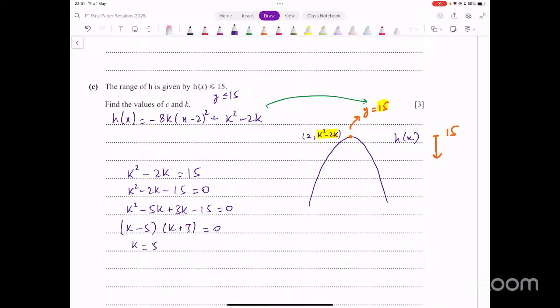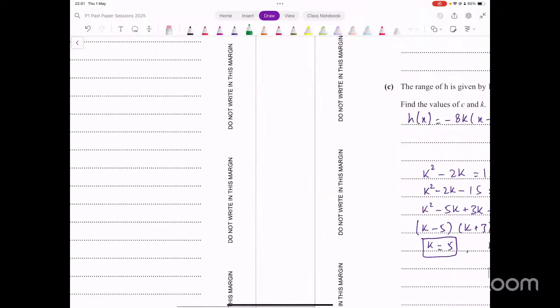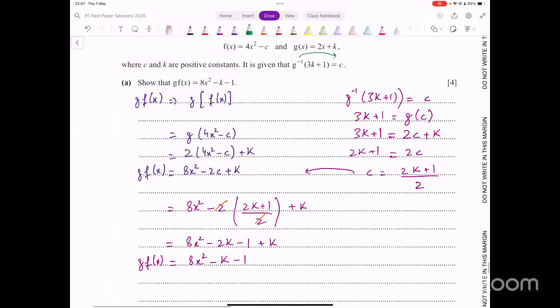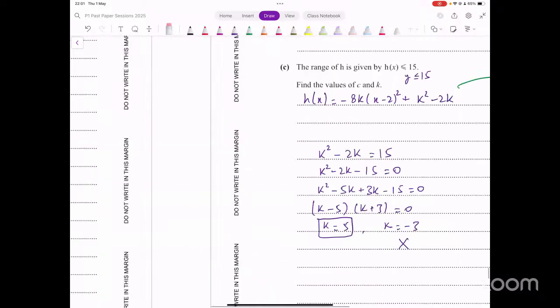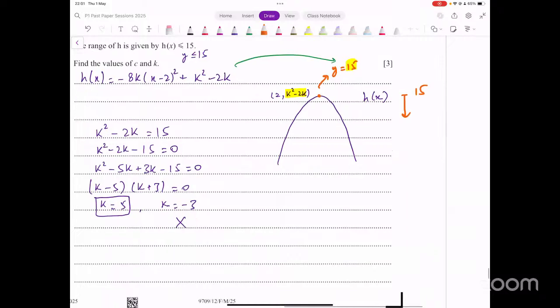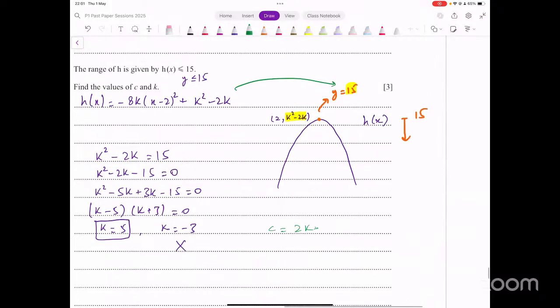k either equals 5 or k equals minus 3. This is not possible because the question said k is supposed to be positive. So the value of k that we're getting is 5. And now we need to find the corresponding value for c. How do you find c? There was no c in this function. What do we know about c? We showed in the first part that c is equal to 2k plus 1 over 2. Just input in that now. Input values in that, and that will become 2 into 5 plus 1 over 2, and that's 5.5. The value of c turns out to be 5.5, and that's your final answer.